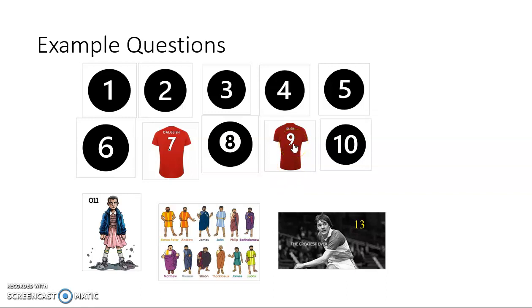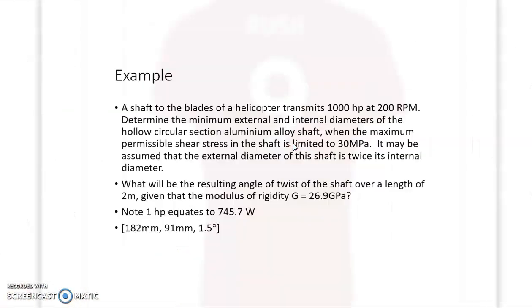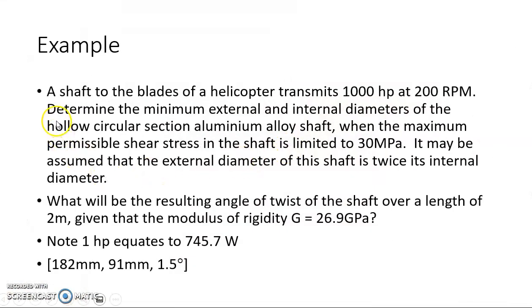So we look at example 9 in this video. A shaft to the blades of a helicopter transmits 1000 horsepower at 200 RPM. Determine the minimum external and internal diameters of the hollow circular section aluminium alloy shaft, and the maximum permissible shear stress in the shaft is limited to 30 megapascals. It may be assumed that the external diameter of this shaft is twice its internal diameter.